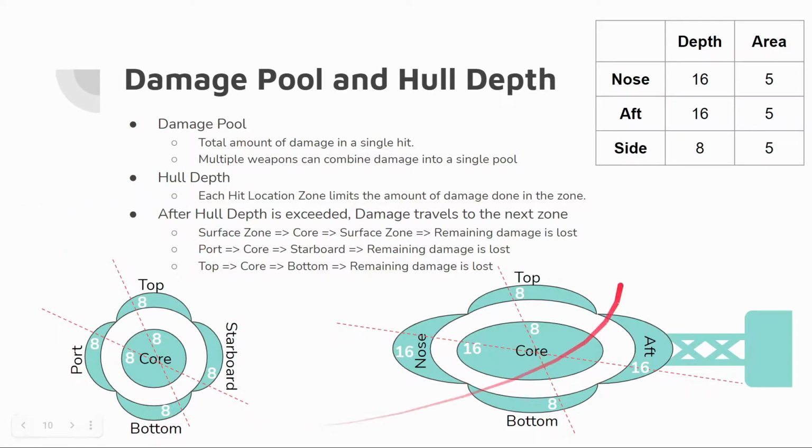As you can see by these charts down here, it hopefully shows what's going on. This shot being shot from the top, the top zone will absorb 8 points of damage. Any remaining damage will transfer to the core. As it's being shot this way, it will absorb 8 points of damage. Any remaining damage goes to the bottom zone, where it will absorb 8 points of damage. Then any damage left over after that is simply lost into space. Now, if the same ship was shot from the front, it has to go through a much longer distance, and the hull depth is doubled. So it's 16 for the nose, then 16 for the core, then 16 for the aft.